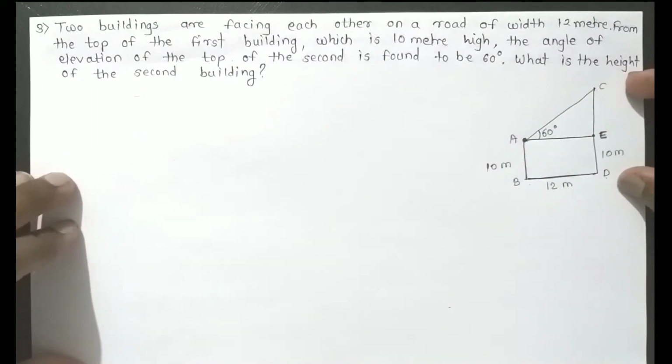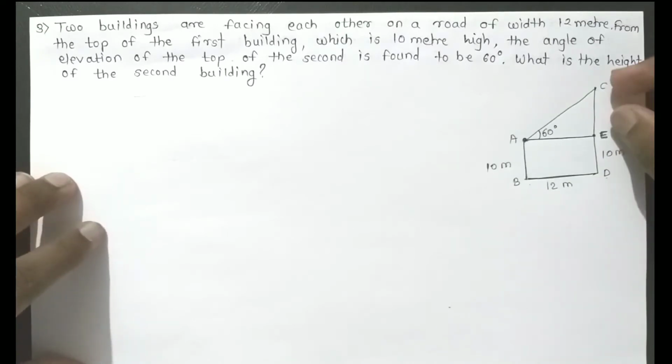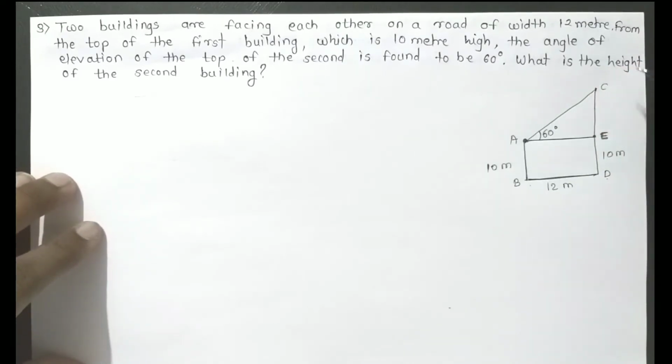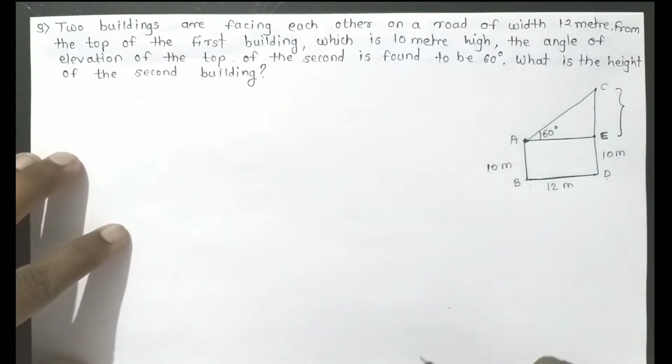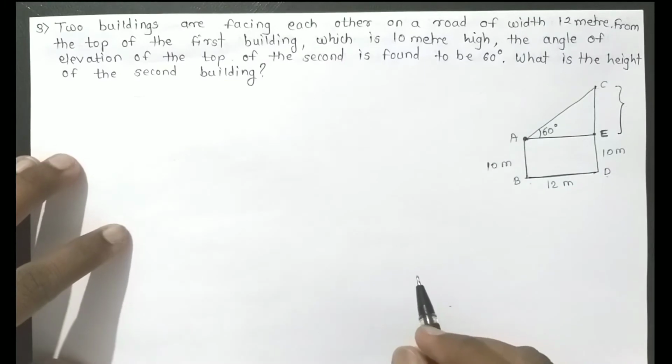The next one is we have to find the height of second building, that is CD. We know ED, so only we have to find the length of CE. What we have to find? The length of CE. First of all, write all the information.